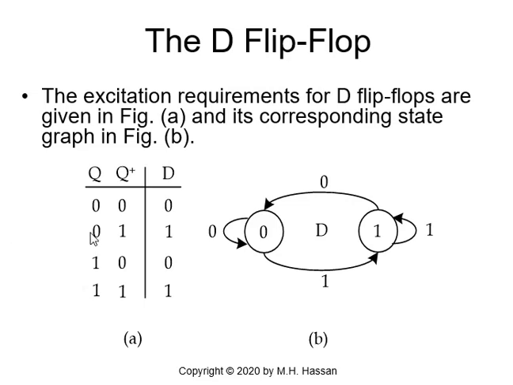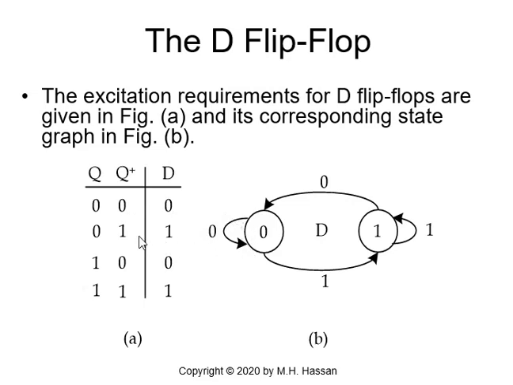For Q to Q plus: 0 to 0, D will follow Q; 0 to 1, D is 1; 1 to 0, D is 0; 1 to 1, D is 1. So D will precisely be equal to Q plus. Again, for the state graph, we have 2 stable states, state 0 and state 1. If we are remaining in state 0, 0 to 0, D has to be 0. See this arrow, it means we are remaining in state 0.